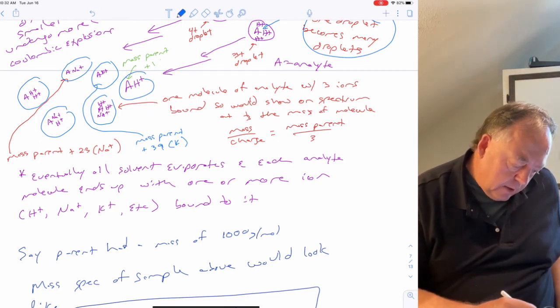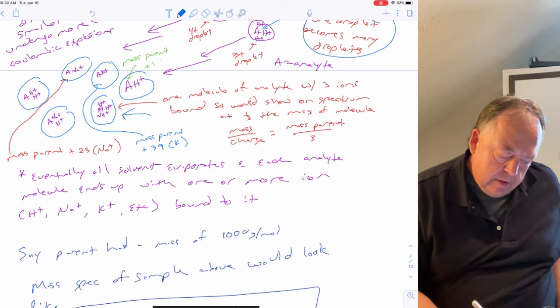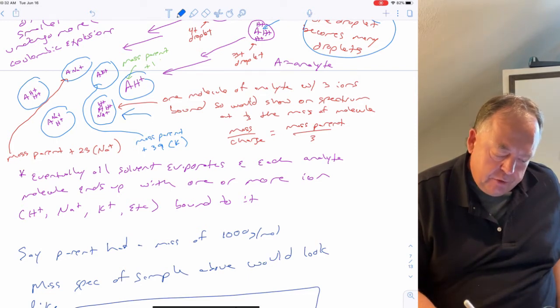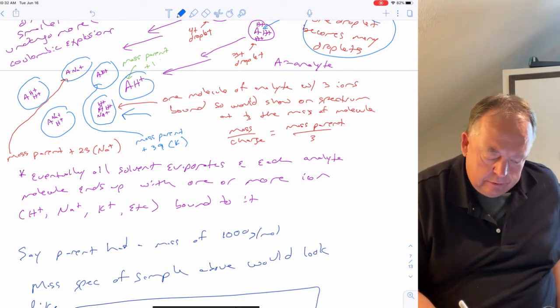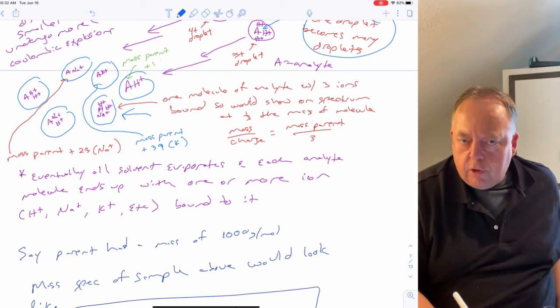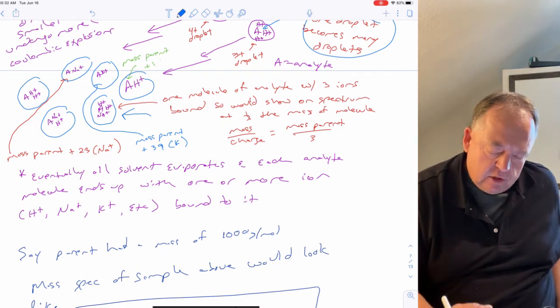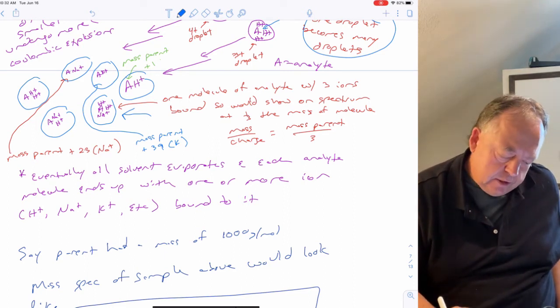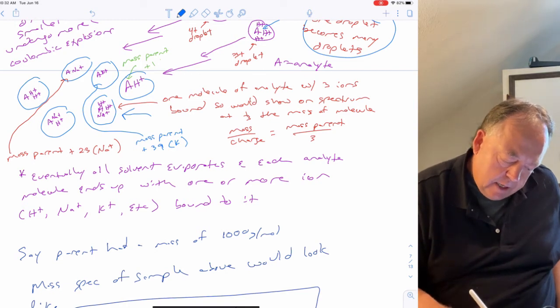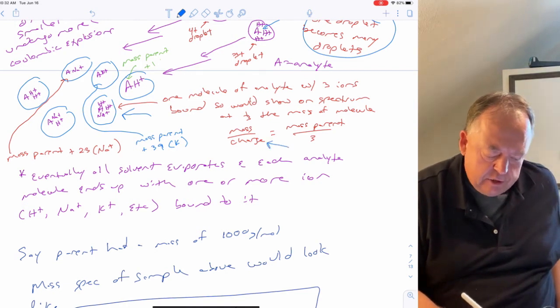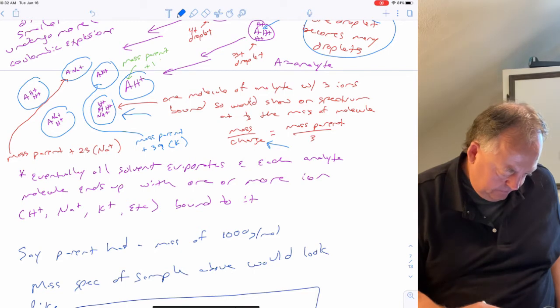So if we took that droplet, for example, your analyte with three ions bound to it, it'd show on the mass spec at a third the mass, because it's a +3 charged ion, and if you remember, the mass spec shows mass to charge ratio.